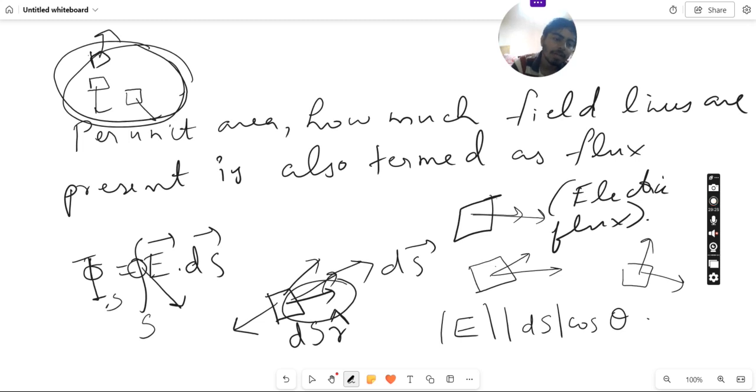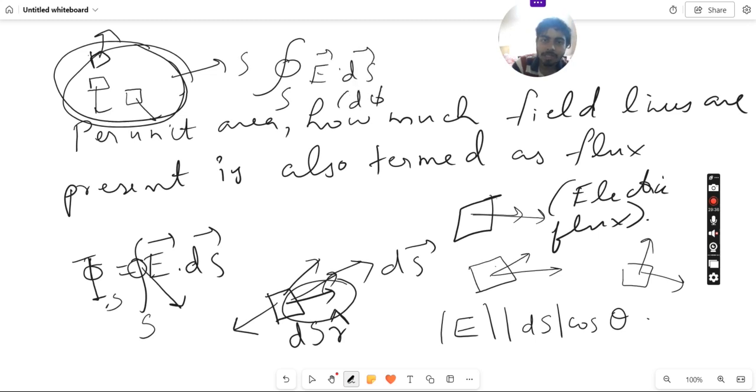and that we denote by the closed integral over S, S is the surface, E dot dS. E dot dS is basically also written as d phi. Okay. E dot dS is d phi. So small flux through an infinitesimal area. So the flux through the whole area is just this. Okay. Closed integral over S of E dot dS. Now we have seen this somewhere else, right?